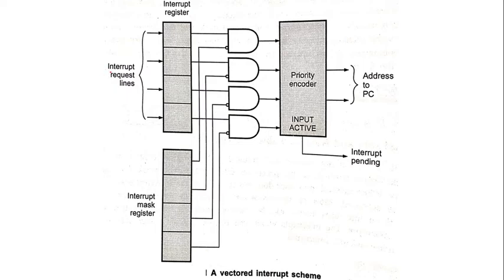Over here this is the interrupt request line, and here the interrupt mask register. Whatever masking is done is here, and this is the interrupt register. It is ANDing and NOTing this. ANDing means both inputs need to be true. The output goes to the priority encoder, and from the priority encoder it gives the address to the PC, and the input active gives the output to the interrupt that is pending. So this is called the vector interrupt scheme.